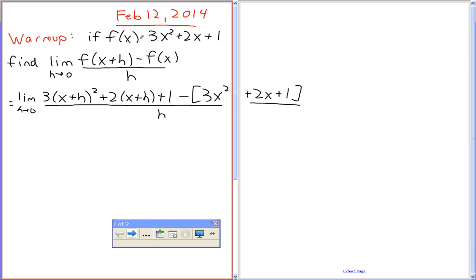Okay, Dakota, how's your foiling skills? 3x plus h squared turns into what? Okay, it turns into 3x squared plus 6xh plus 3h squared. Keep going.